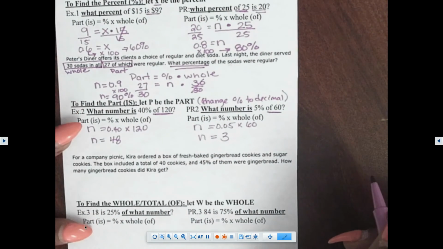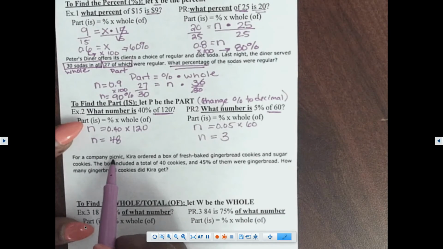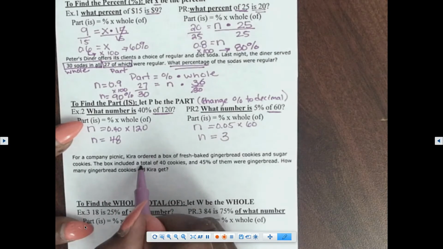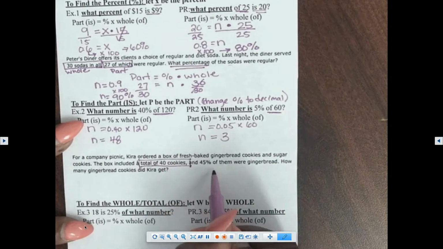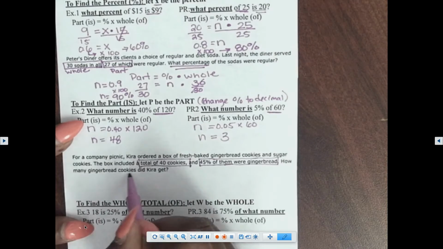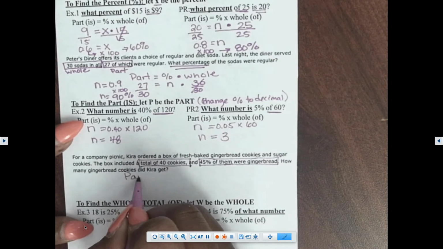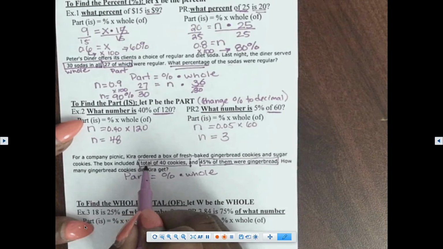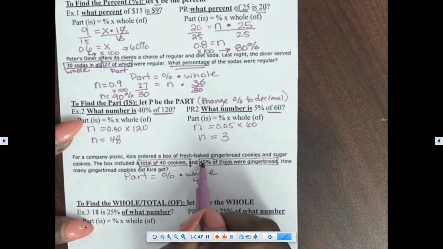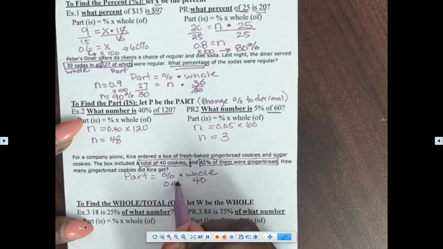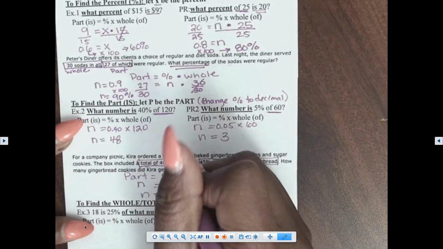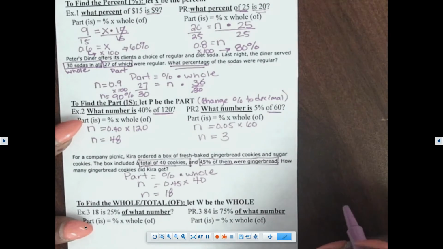And in our word problem, for a company picnic, Hero ordered a box of fresh baked gingerbread cookies and sugar cookies. The box included a total of 40, so that lets me know that's my whole, and 45% of those cookies were gingerbread. How many gingerbread cookies are there? So part equals percent times whole. A total of 40. So that's my 40. 45%, 0.45 times will give me my n. So n equals 18. So there were 18 gingerbread cookies.